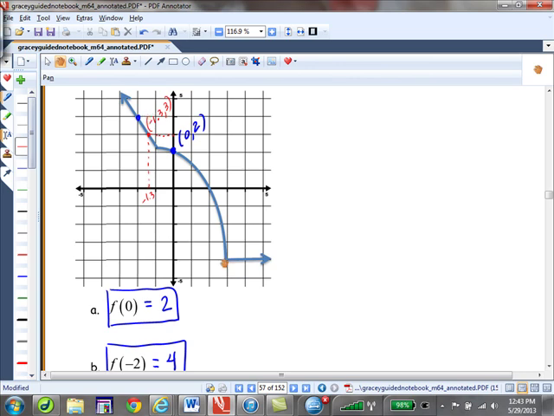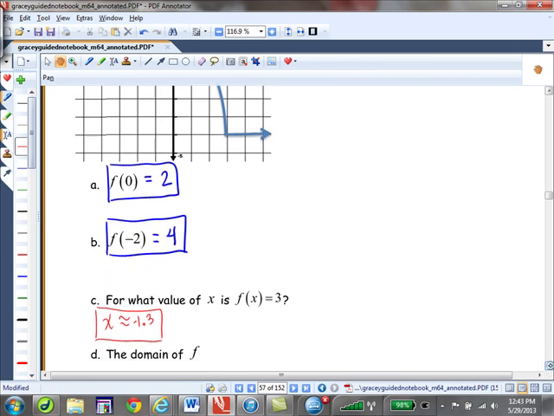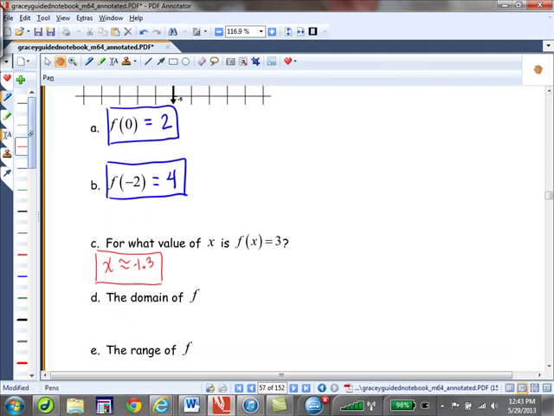Similarly here, this one's a lot easier to see. Do you see? It's going straight across to the right. It's never going to stop. So it turns out the domain goes from -infinity to infinity.